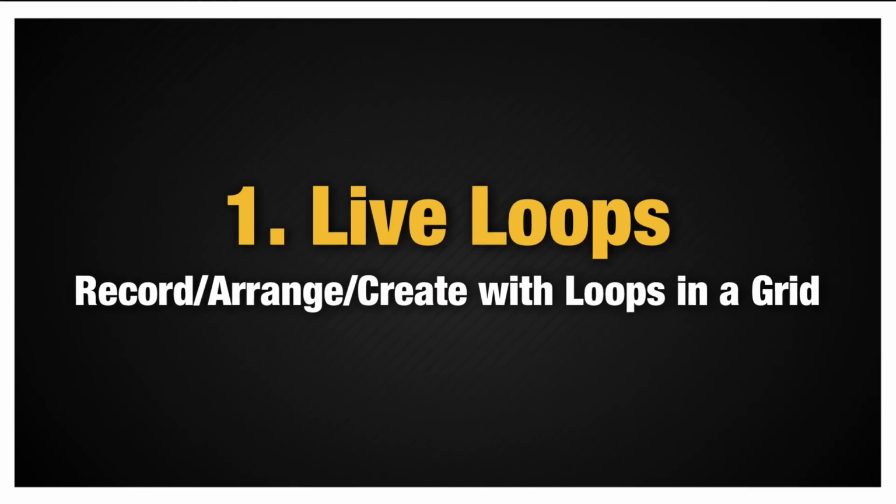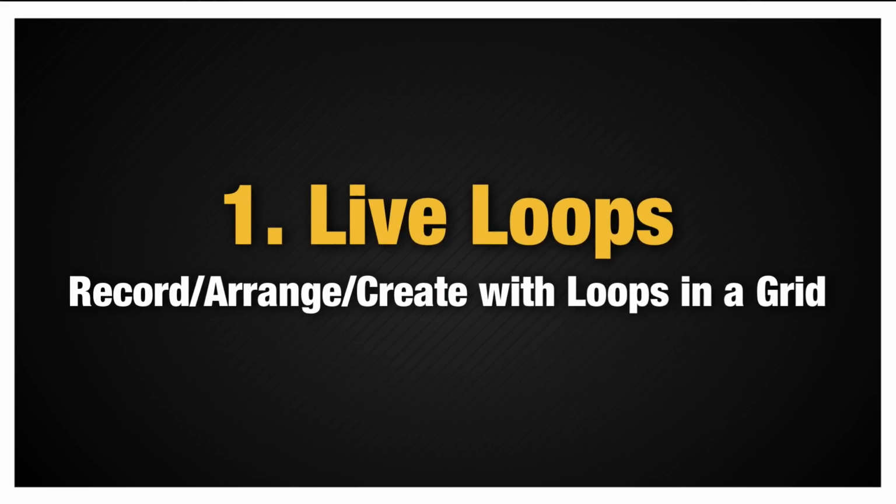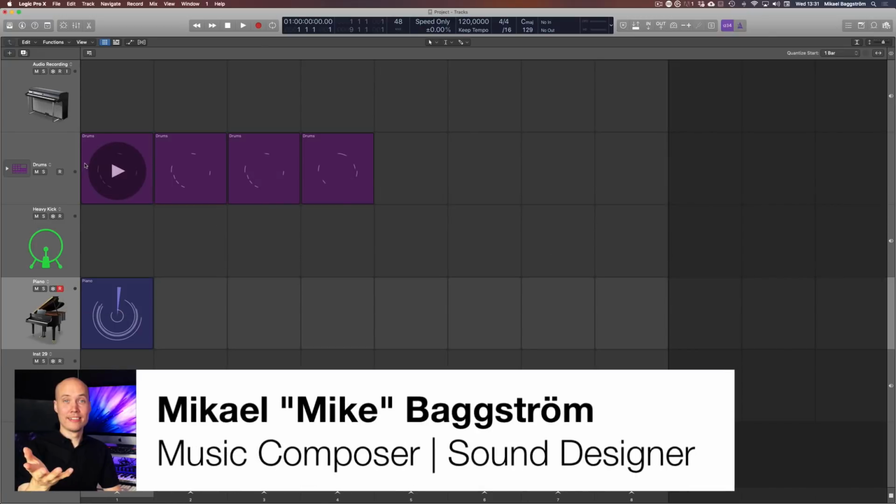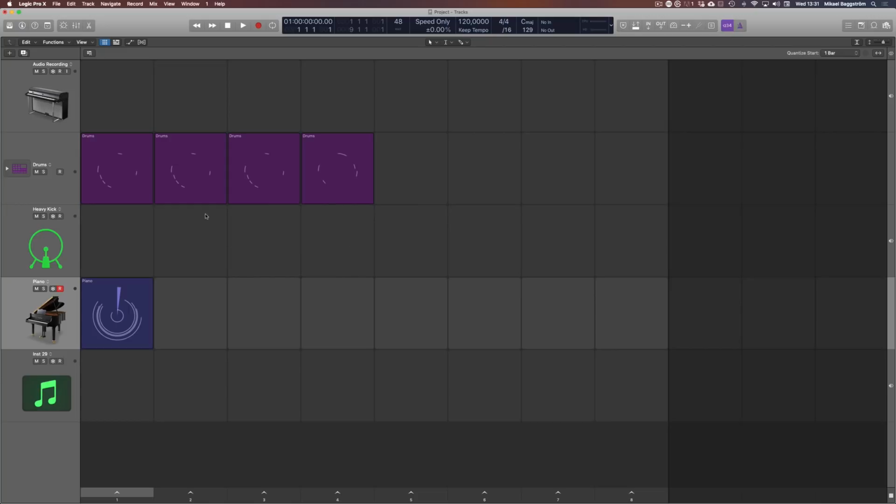Live loops. Record, arrange and create with loops in a grid. Alright, so this is the live grid in Logic, the most major update in years. I'm still getting familiar with this, it's brand new to me as a workflow. So what it is, is this grid of cells. For every track you have a cell here that you can record a new part to. For example, these drums here, like so.